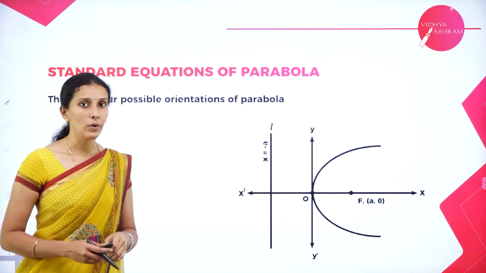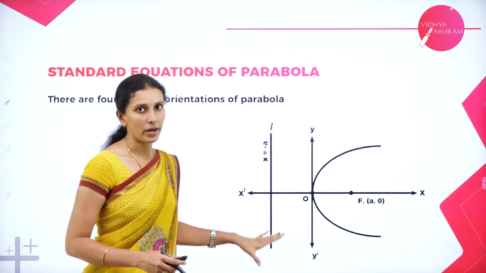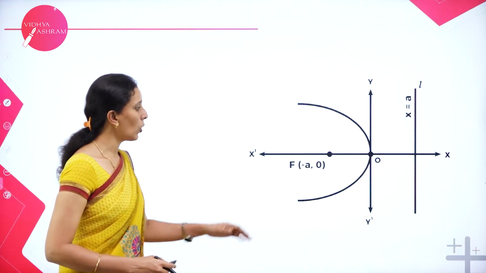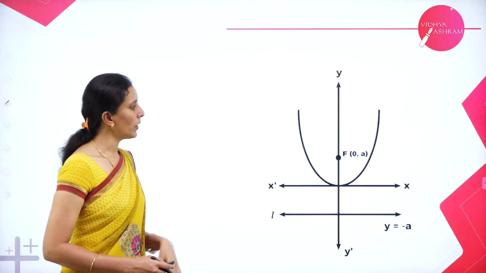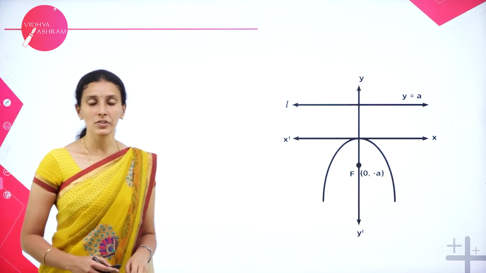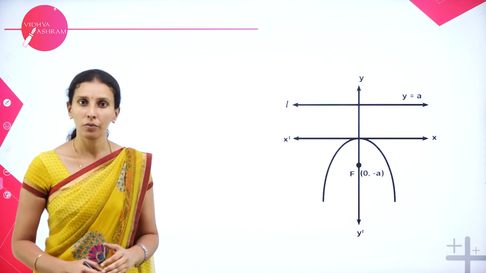Standard equations of parabola. A parabola has four orientations, based on the coordinate axes. It may open towards the right, it may open towards the left, it may open upward and it may open downward. So these are the four orientations of the parabola. Let's study them one by one.